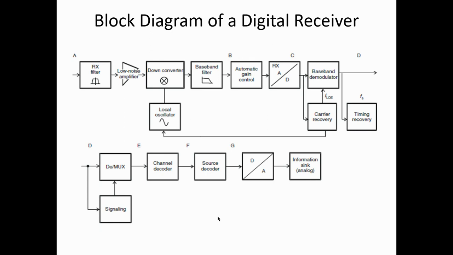That is the functionality of the RF filter. By adjusting the RF filter, we can receive the required signal, or a signal which is of our interest. That is the functionality of the RF filter. And then we have a low noise amplifier.